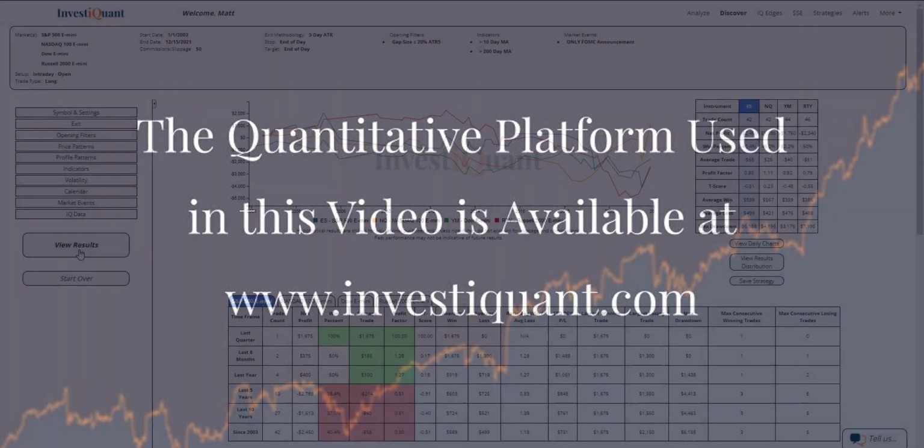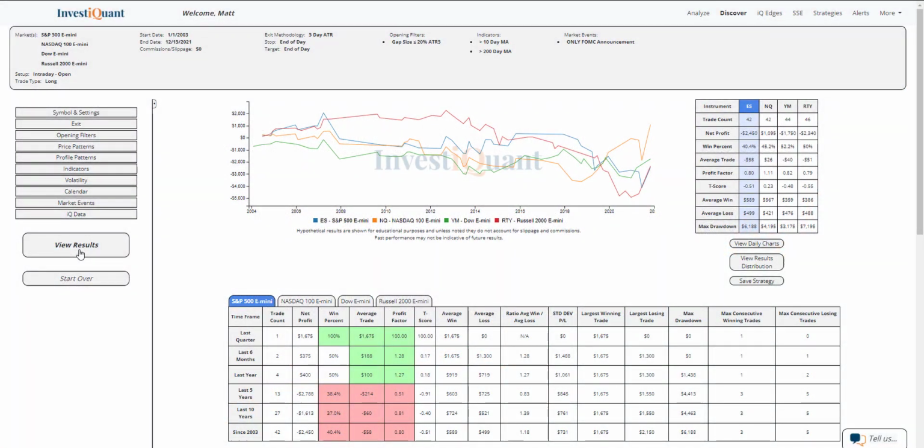All right, here we go. These are the results based upon entering the market long at 9:30 a.m. Eastern Time, exiting at 4:15 p.m. Eastern Time, when it is the FOMC announcement day and you are in a bull market with a flat open. Historically, we've got 42 samples in the S&P, 42 in the NASDAQ, 44 in the Dow, 46 in the Russell.